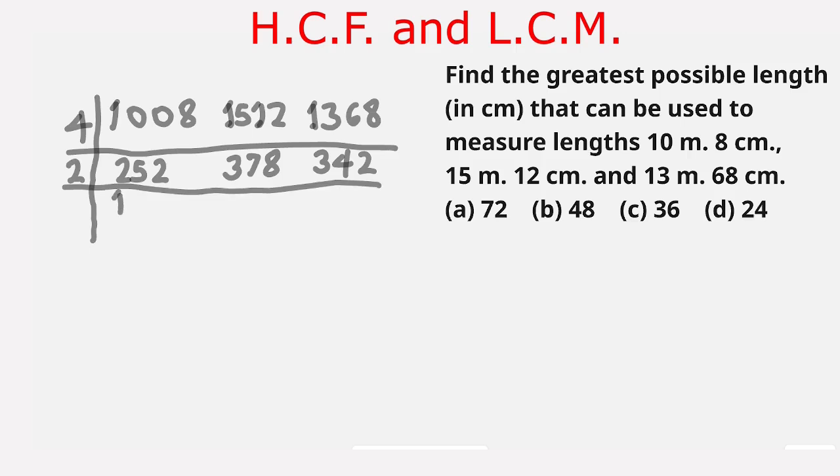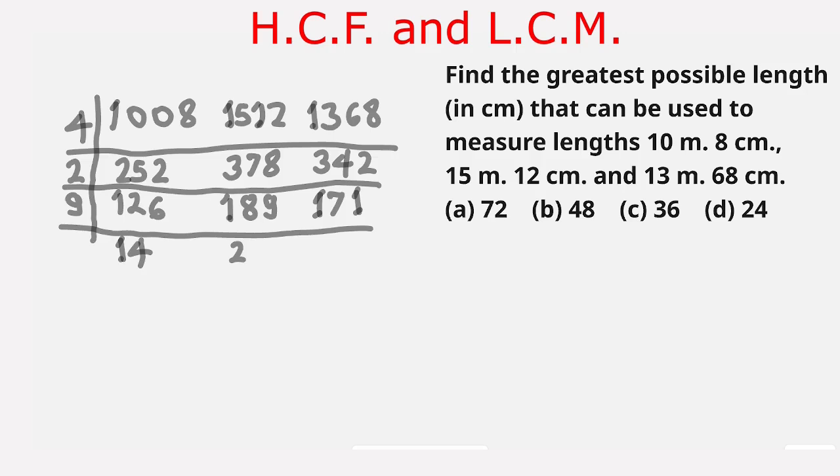2 divides 252 for 126 times. 2 divides 378 for 189 times. And 2 divides 342 for 171 times. As the sum of the digits of each number is divisible by 9, all the three numbers are divisible by 9. So we directly divide by 9. 9 divides 126 for 14 times. 9 divides 189 for 21 times. 9 divides 171 for 19 times.